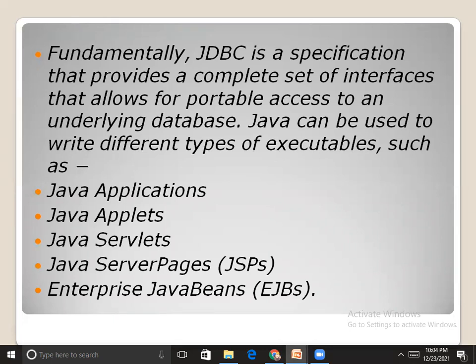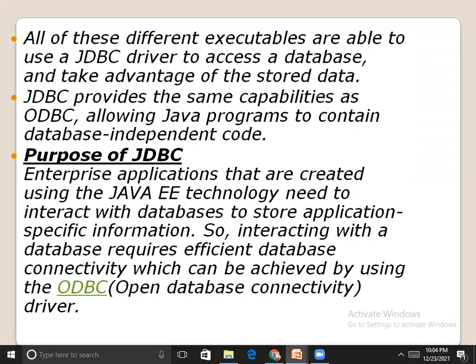Java can be used to write different types of executables such as Java applications, Java applets, Java servlets, Java Server Pages, that is JSPs, and Enterprise Java Beans, that is EJBs. All of these different executables are able to use a JDBC driver to access a database and take advantage of the stored data. JDBC provides the same capabilities as ODBC, allowing Java programs to contain database independent code.